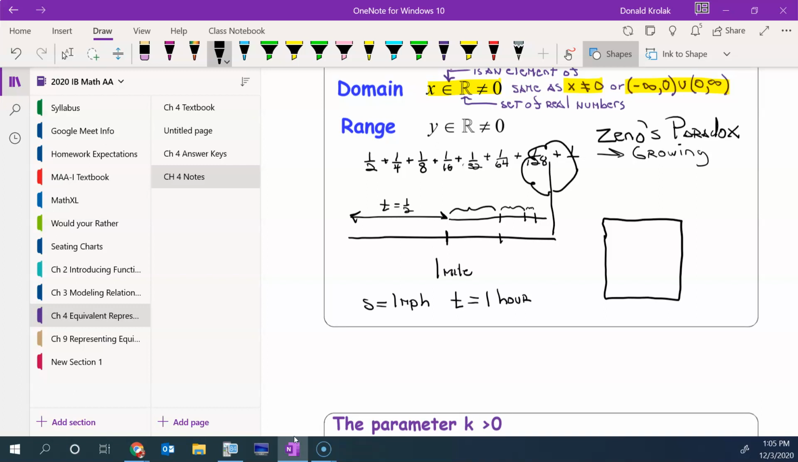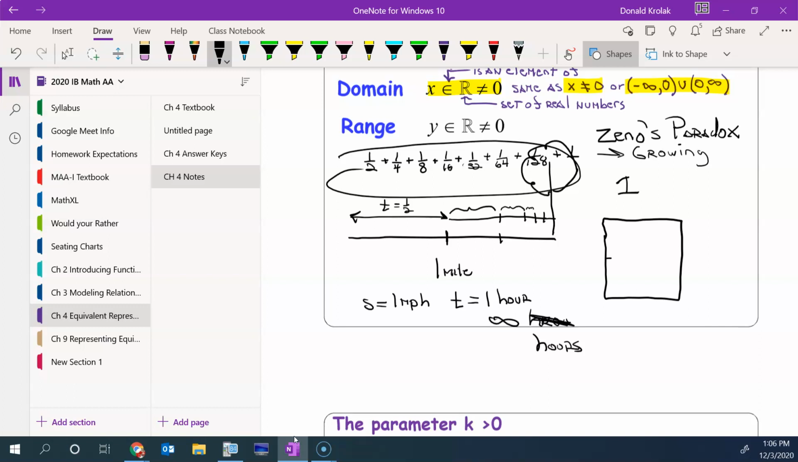So Zeno was like, well, I'd never reach the park because it would take me an infinite amount of time. Well, we all know that's nonsense. But following this reasoning, it should take me, instead of an hour, infinity hours. And we all know that's not true. The way that you prove that it's not true is to think of this box as having an area of 1.